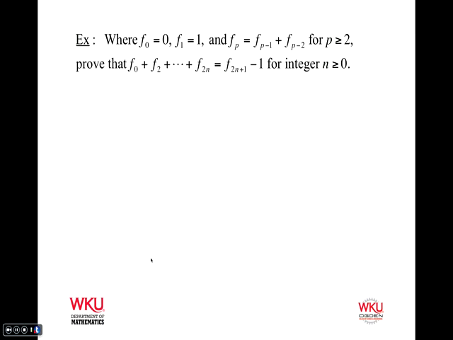So what we'd like to prove here is that f of 0 plus f2, adding just even term Fibonacci numbers, they add up to the next, wherever you stop with that even, the next odd Fibonacci number minus 1.